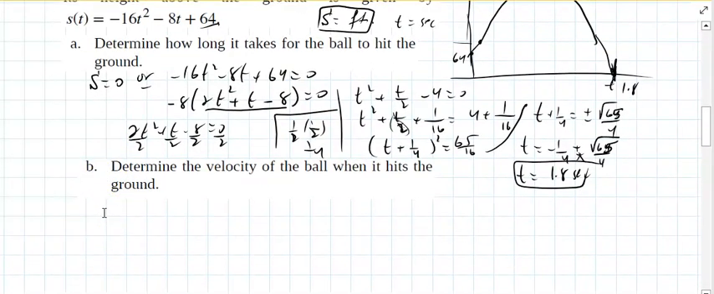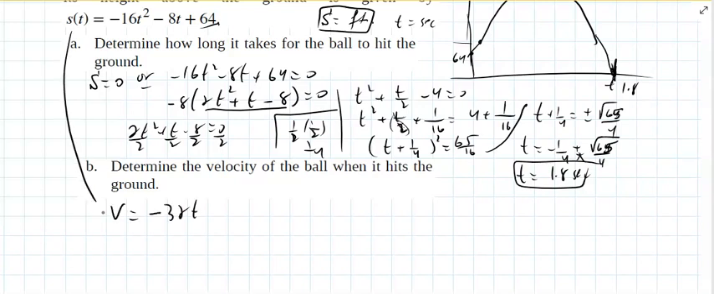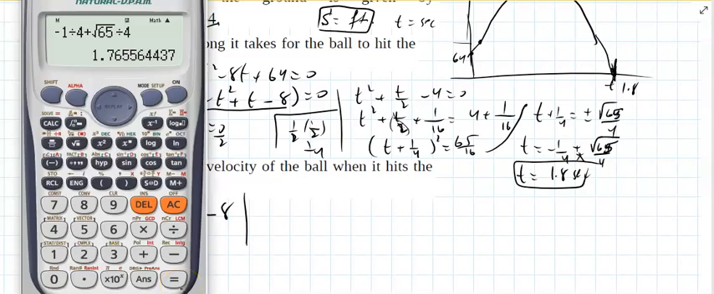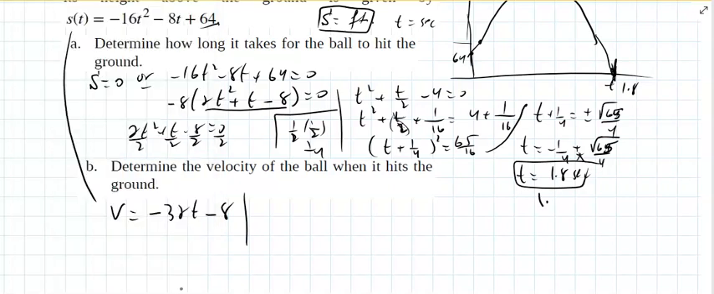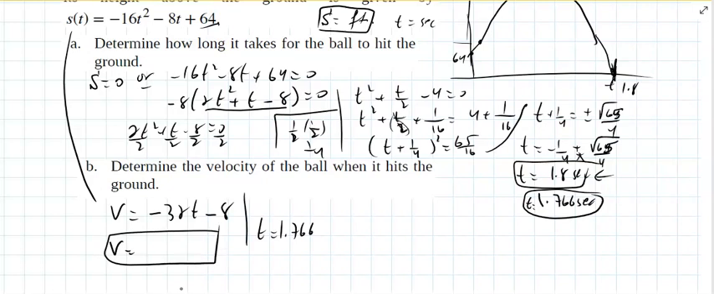Determine the velocity of the ball when it hits the ground. What's the velocity? V equals negative 32t minus 8. What is that evaluated? Now, since they're asking about this, I want to take a bit more decimals: 1.766. So if I'm only reporting, you could use one decimal. If I'm using that for something else, I should take a bit more accurate points.